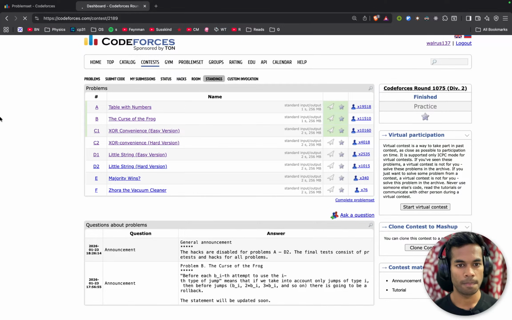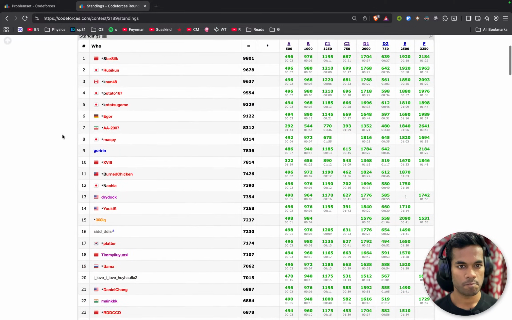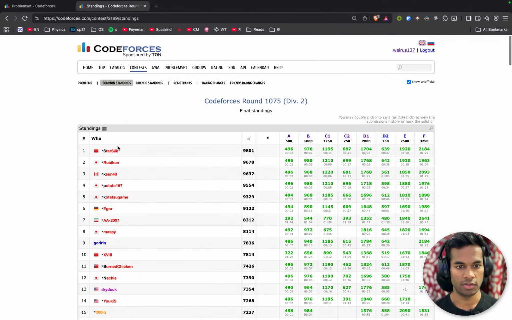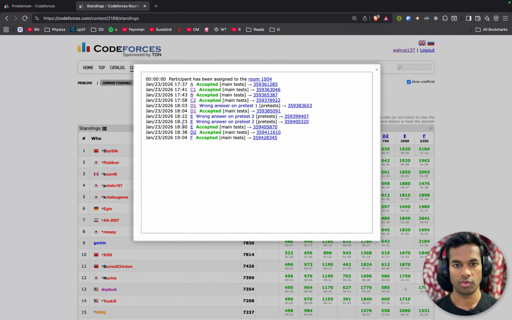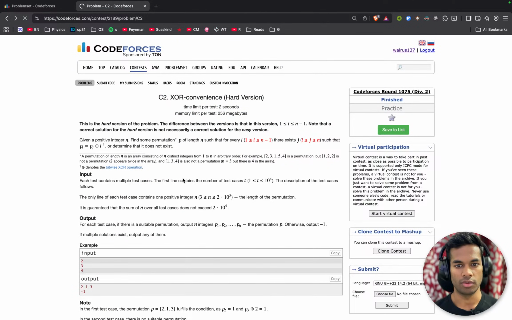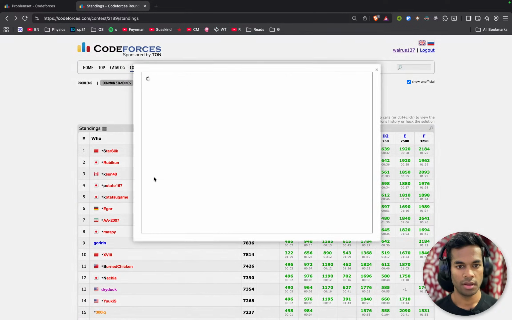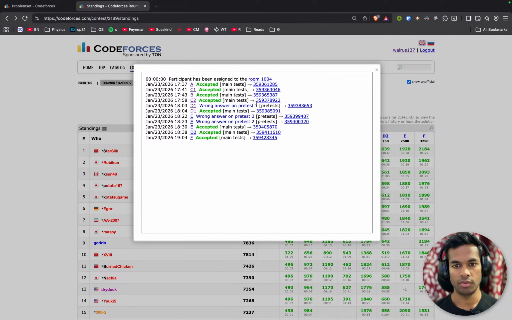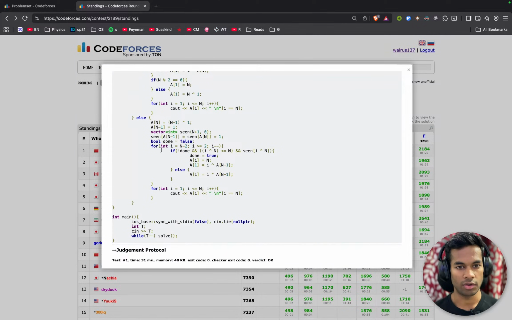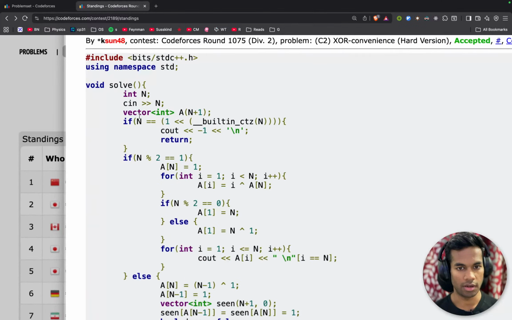Standings. Someone, let's look at this Case one's solution for C2. Not the problem, but the solution. Case one, C2. This is the solution, and there are a lot of things happening here.